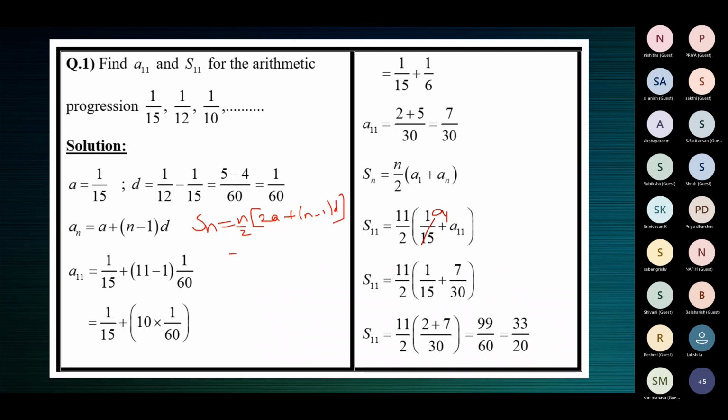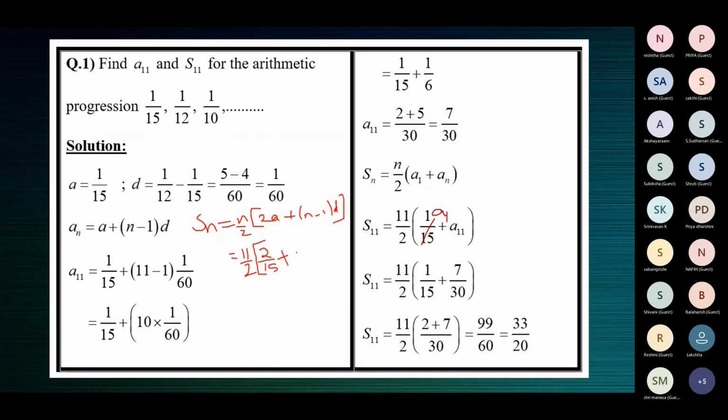Let's substitute here. So that will be 11 by 2, because you want to find S11, of 2a. What is a? a is 1 by 15. So 2a means 2 into 1 by 15, so it will be 2 by 15.